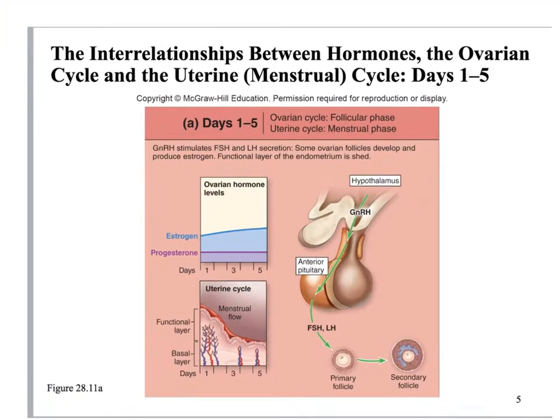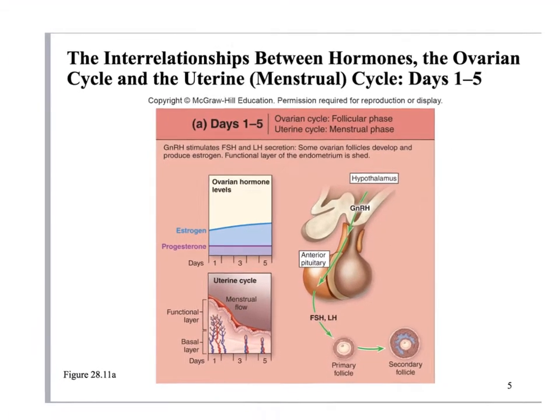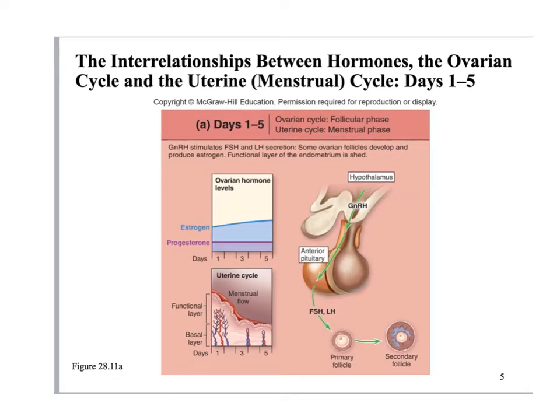All right, so here's the interrelationship. Their book breaks it into a couple different things. What's happening days 1 through 5, ovarian cycle, uterine cycle, and the hormones, and it puts it into perspective, really overlapping the two cycles together. Ovarian cycle, recruitment of a new follicle, we're in the follicular phase. In the uterine cycle, we're in the menstrual phase. Now FSH and LH are being produced from the anterior pituitary and helping to recruit follicles.